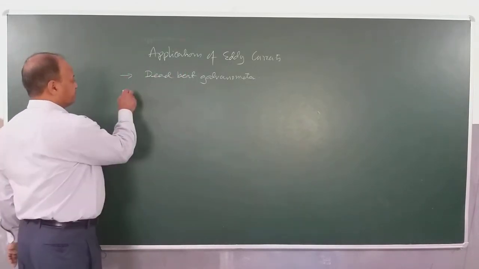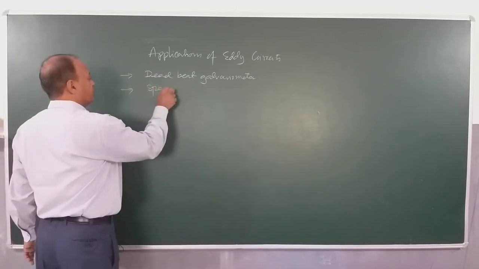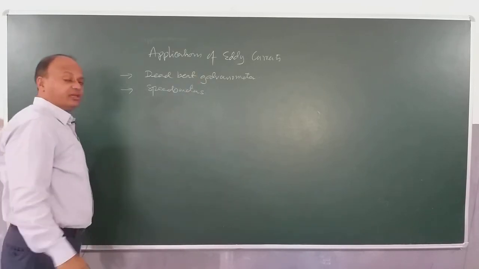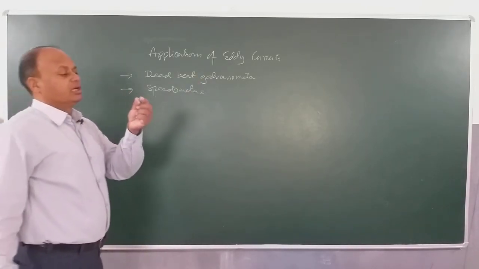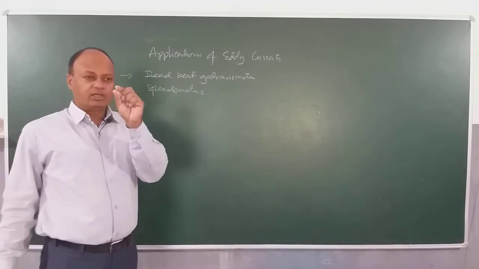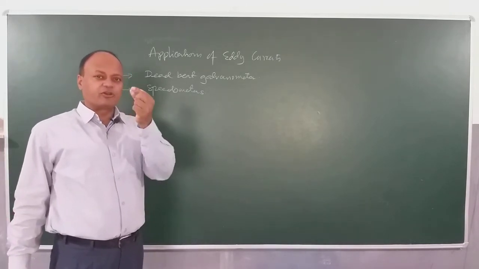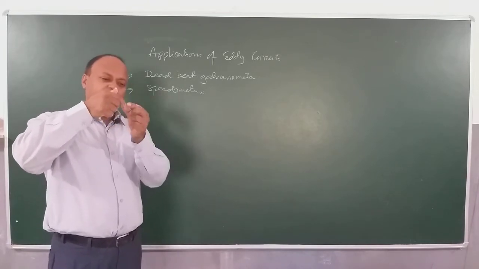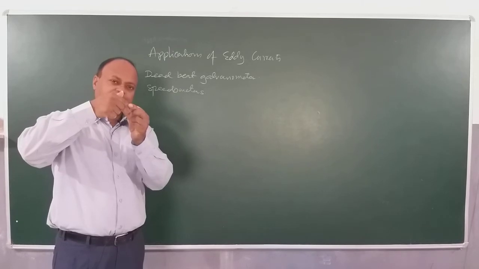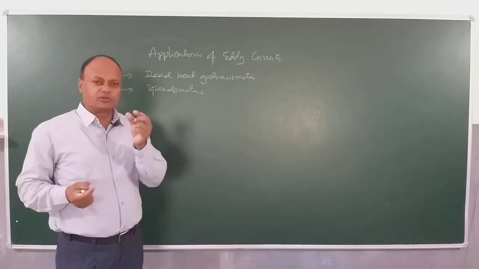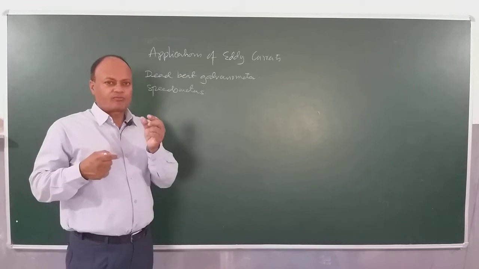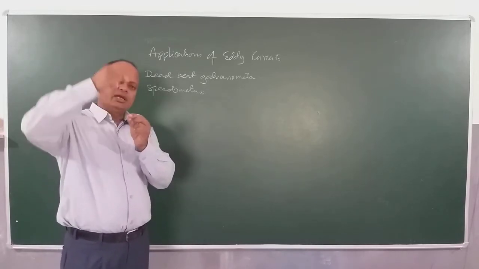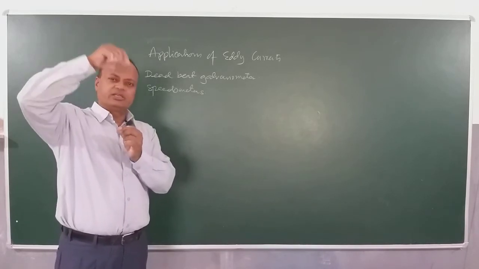Now next one is speedometers. Speedometers are something like deadbeat galvanometers only, in which they have a small coil, hairspring we call it, and then inside the coil we have a small what? Magnet, and the coil is connected to the wheel. So the wheel is rotating and along with it the magnet is also rotating, and to the magnet we have connected the pointer.